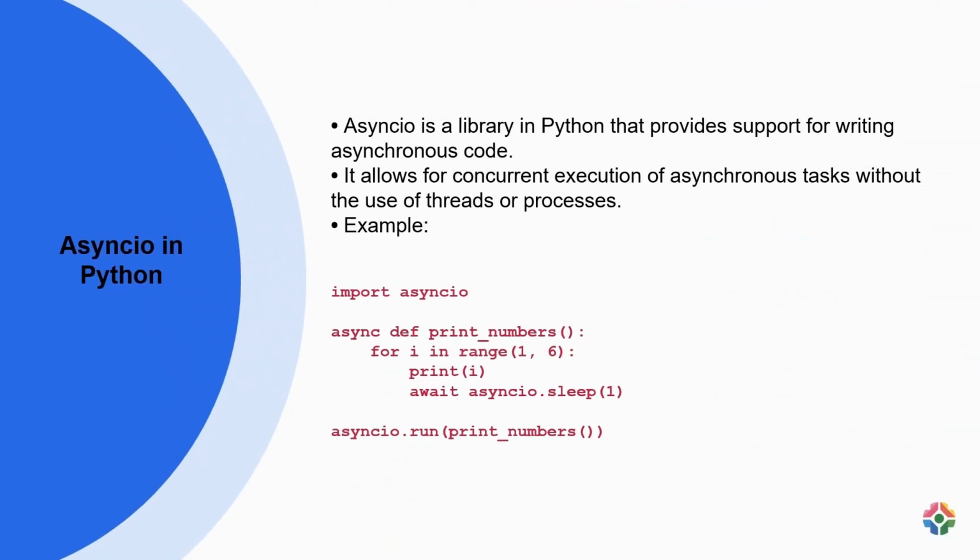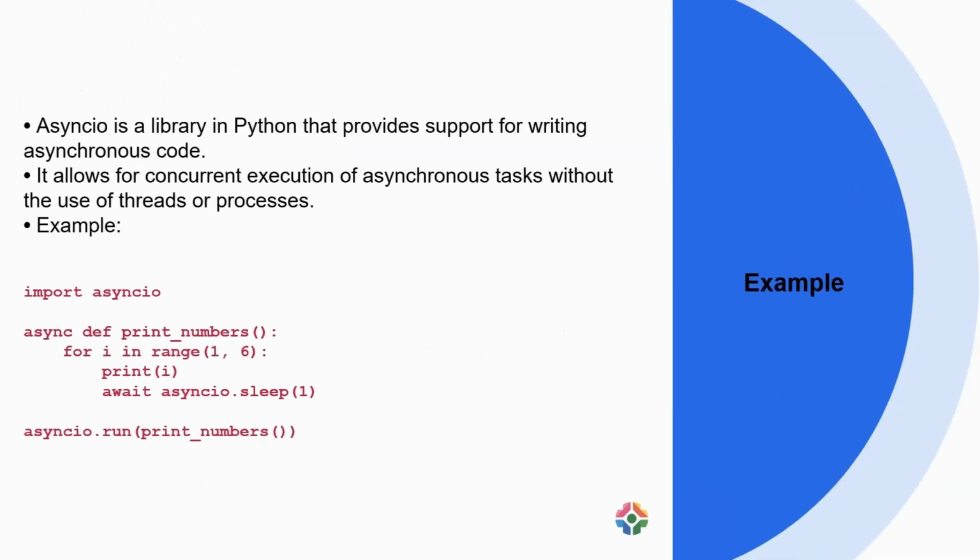Asyncio is a Python library facilitating asynchronous programming, enabling concurrent execution of tasks without threads or processes. In the given example, we define an asynchronous function, printNumbers, that prints numbers 1 to 5 with a 1-second delay. By using await asyncio.sleep(1), each number is printed asynchronously, showcasing Asyncio's functionality for non-blocking, parallel task execution.